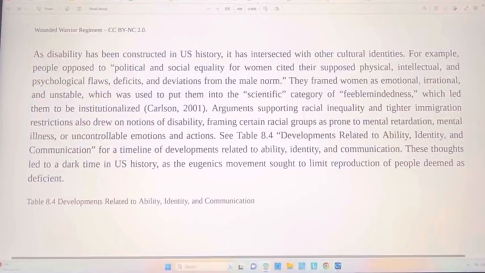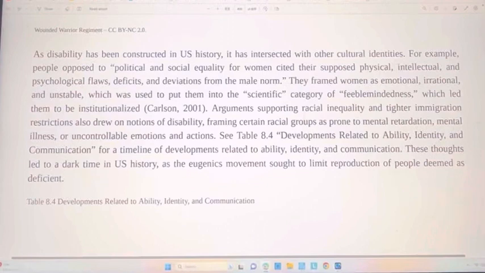I think I just read that over again. Let's start. See Table 8.4, Developments Related to Ability, Identity, and Communication for a timeline of developments related to ability, identity, and communication. It is what it said.